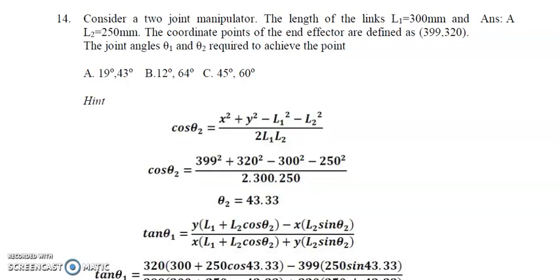So again, question 14. Consider a two-joint manipulator. The length of the links L1 is equal to 300 mm and L2 is equal to 250 mm. The coordinate points of the end effector are defined as 399, 320. The joint angles theta 1 and theta 2 required to achieve the point are: A, 19 degree, 43 degree; B, 12 degree, 64 degree; C, 45 degree, 60 degree.